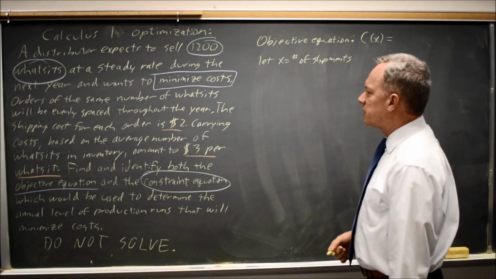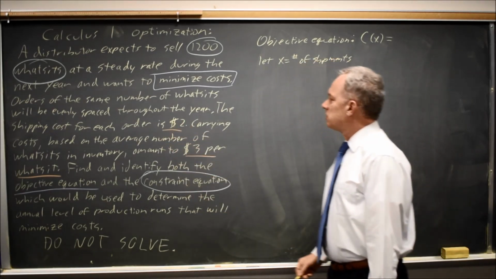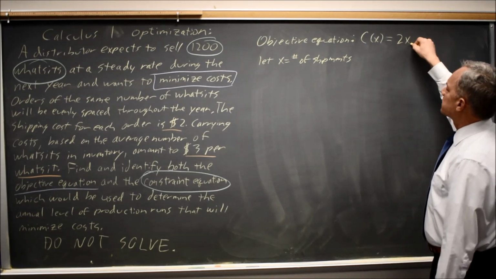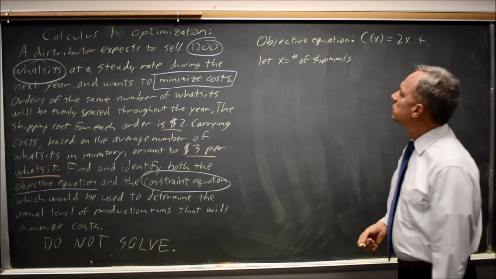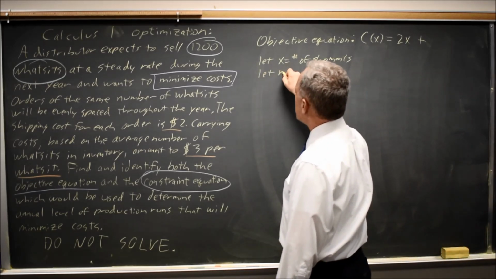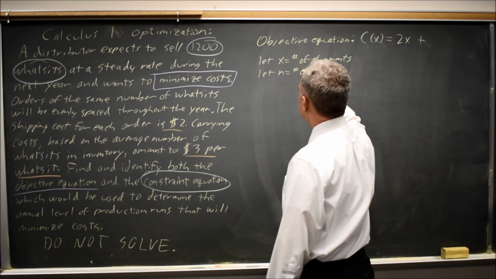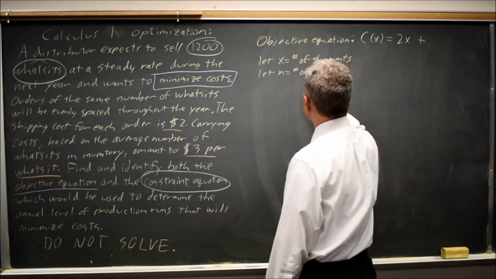And the cost for x shipments equals $2 for each order, so that will be 2x plus some sort of carrying cost that I'll worry about later. If x equals number of shipments, I'm going to use n equal number of whatsits in each shipment.